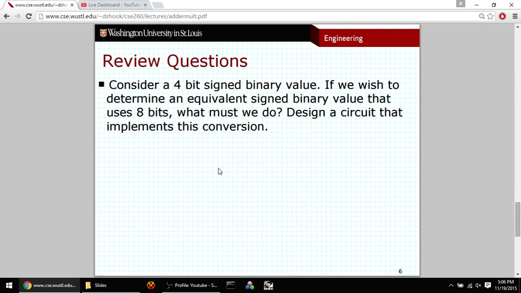Okay, it's not even really a circuit necessarily, right? So sign extension is what this is called. Sign extension. We take a binary value, we take a larger number of bits, we extend the sign. Let's take a look at another problem now that we've figured that one out.